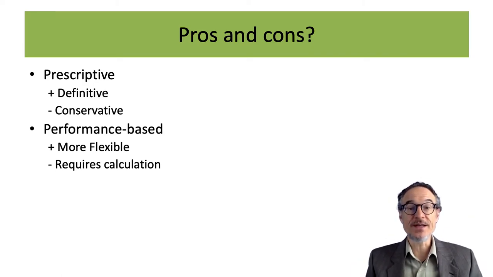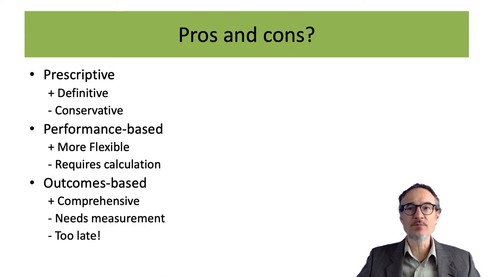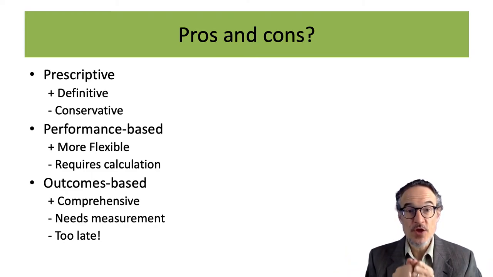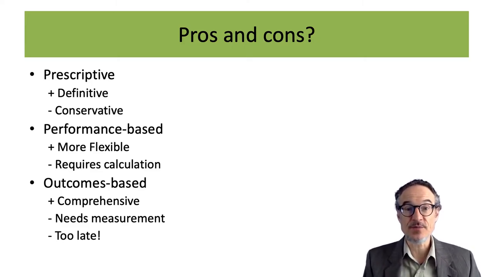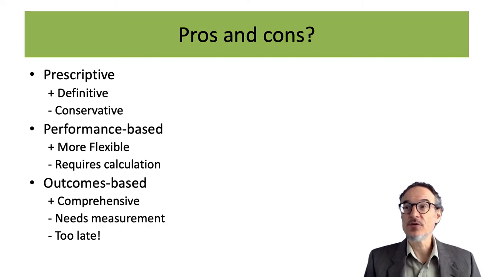Of course, to do this, you need calculation, which may take a little more time. And next, outcome-based is the most comprehensive. So when you've built the building and you're measuring how much energy you use, you know whether you got it right or not. Of course, this also needs measurement, and needs accurate measurement. And also, this may be too late. If you've already built the building and are measuring the energy use, and it's using too much energy, then there's nothing you can do about it. It's too late.